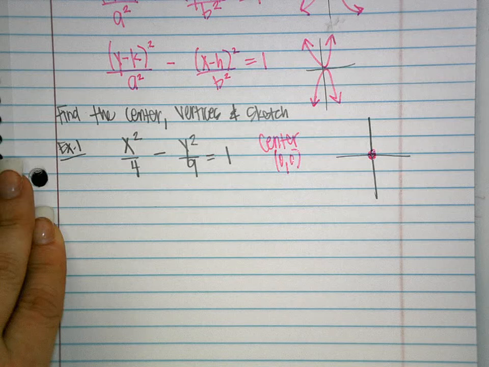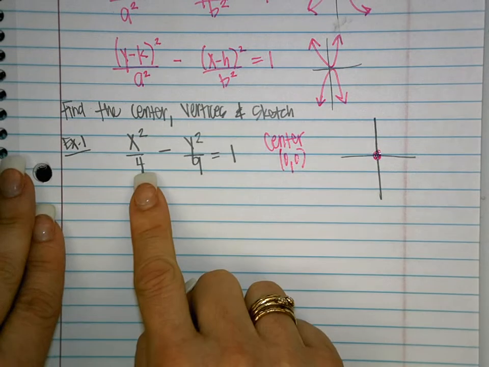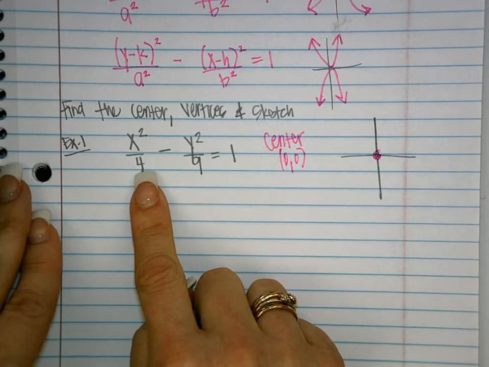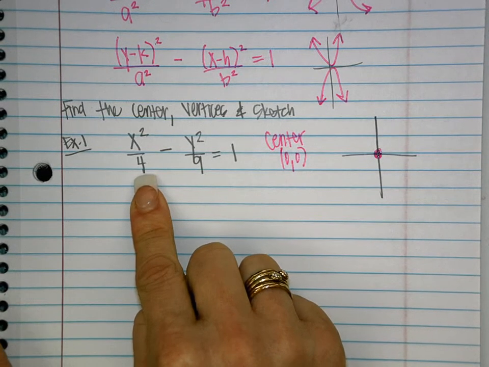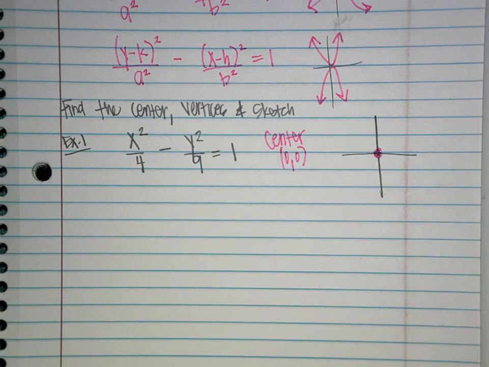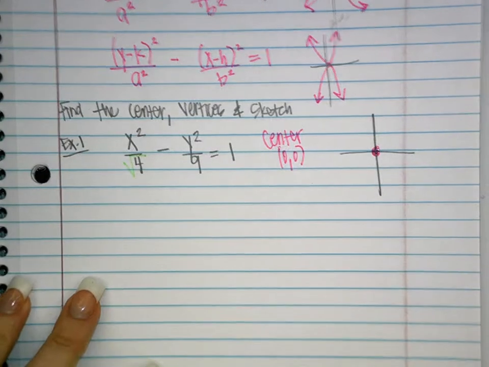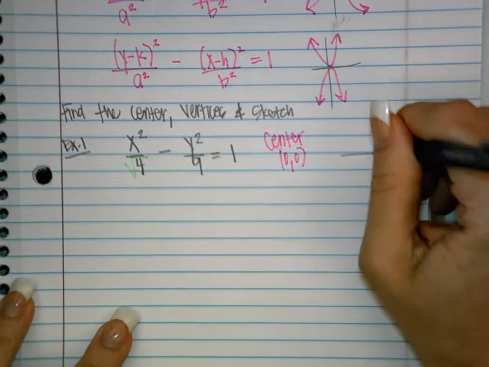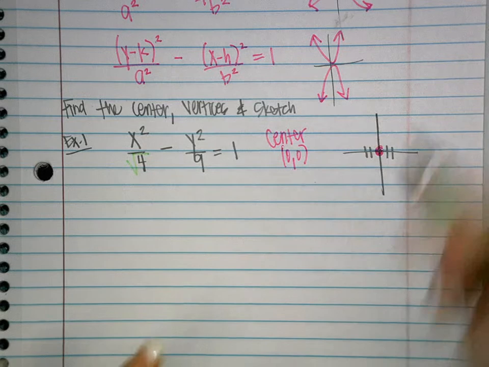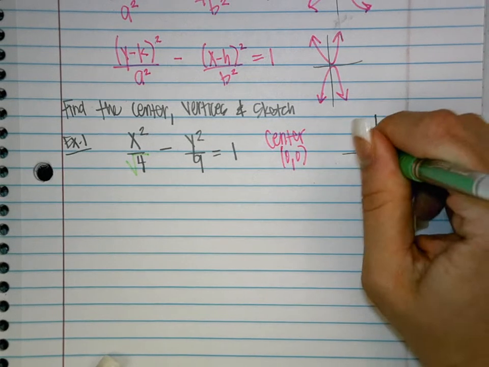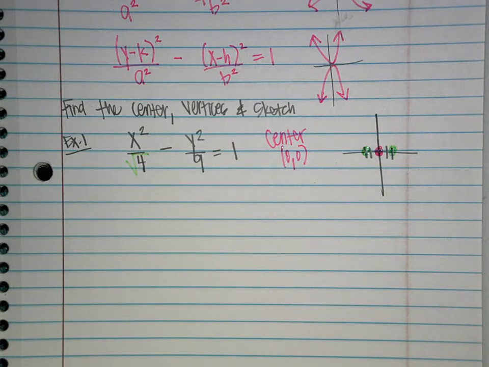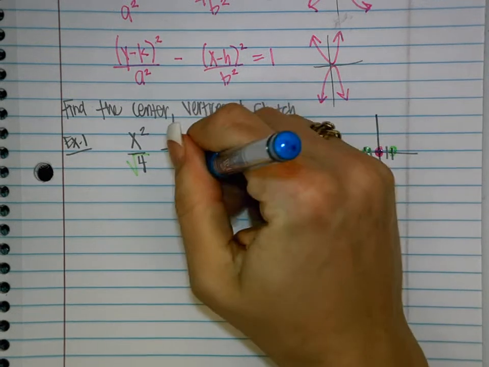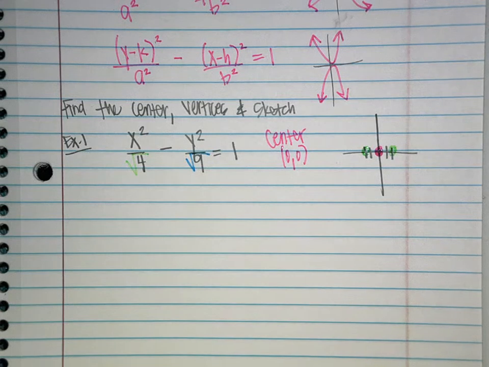Just make a dot. Now, just like an ellipse, the x movement, how much you move on the x-axis, which is side to side, comes from the square root of the x denominator. So the x denominator is a 4. If you take the square root of that, how far do you think you'll move side to side? 2. So you're going to move right 2 and left 2 and make a dot. The y denominator is going to tell you how far you move up and down. So what's the square root of the y denominator? 3. So you're going to move up 3 and down 3.